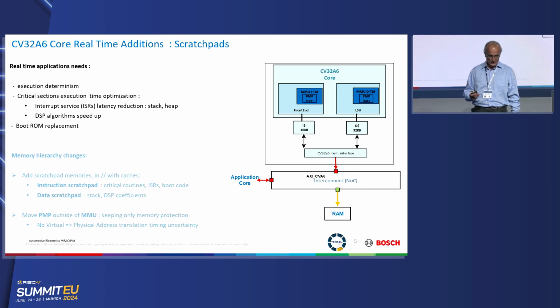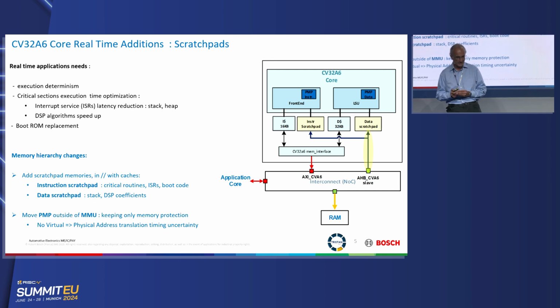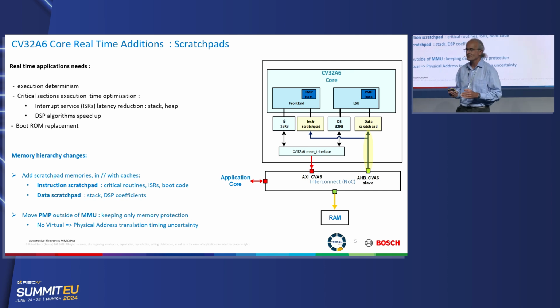So we changed a little bit the memory hierarchy to introduce what we call scratchpad, also known as TCM, tightly coupled memories. So we had them in parallel with cache. And there, we plan to put the critical routines, the service routine for interrupts, and also the boot code. And as a benefit, we can get rid of the boot ROM that would otherwise be necessary in an ASIC. And that's really interesting for an ASIC implementation, because the boot ROM is an extra step in the ASIC process. So with this scratchpad, we can get rid of that.